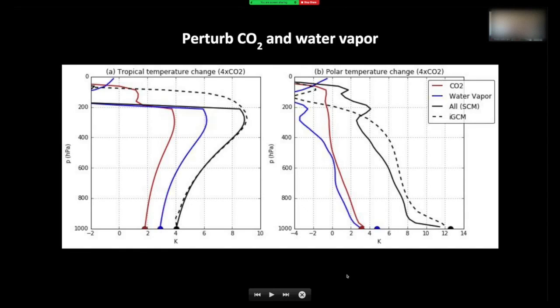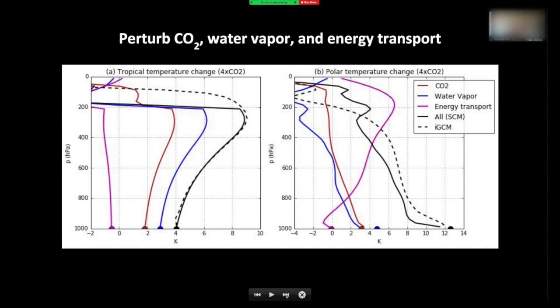Then you can do the same thing with water vapor, basically the same story. Bottom-heavy warming in the high latitudes, because it's also an increase in longwave optical depth, and top-heavy warming in the tropics. And again, you get more warming in the high latitudes than in the tropics, even though the water vapor feedback from the top of atmosphere perspective is stronger in the tropics than the high latitudes.